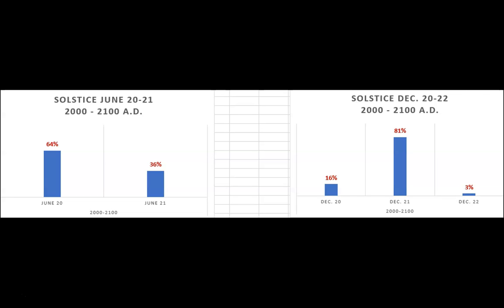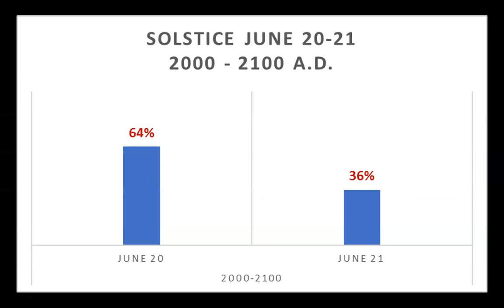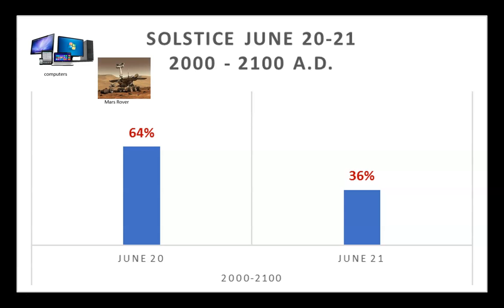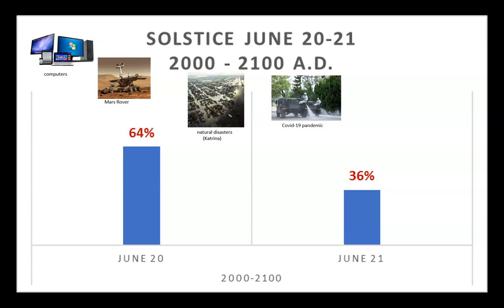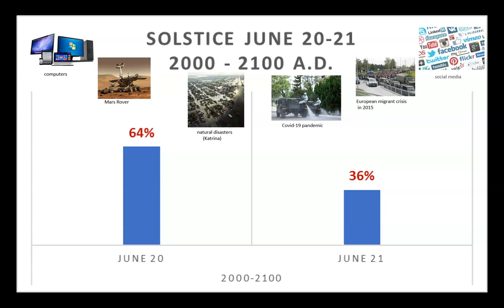Now, as mentioned, I'm going to just focus on the June solstice. The December solstice follows a similar pattern. Now let's go backwards in 100-year intervals. We start here, 2000 to 2100. You've already seen this data. These pictures give an indication of some significant events that occurred in this century. I'll do this for each century to provide some historical context.